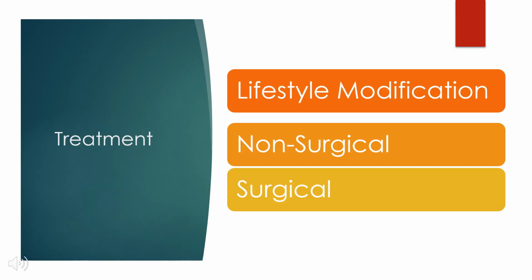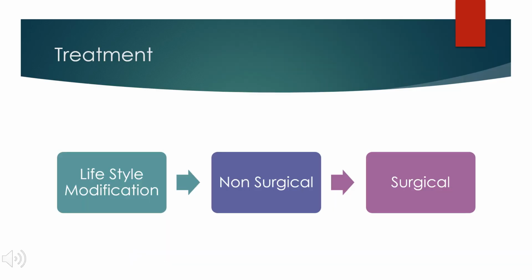The treatment of leukoplakia: first thing is the lifestyle modifications, that we have to stop all kinds of habit. It could be smoking, tobacco consumption, alcohol consumption; maintain a good oral hygiene, and maintain a healthy lifestyle. Apart from lifestyle modifications, we have two kinds of treatment. One is non-surgical, another is surgical.